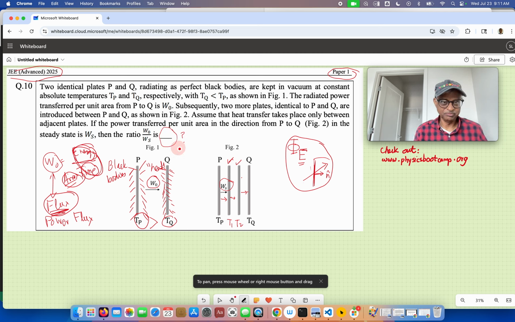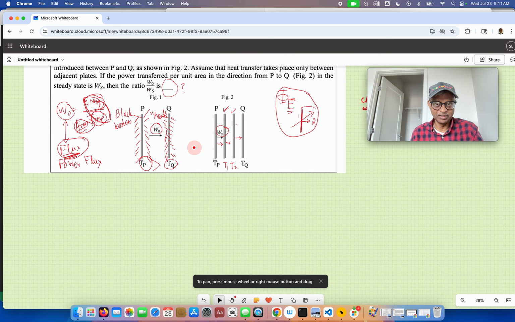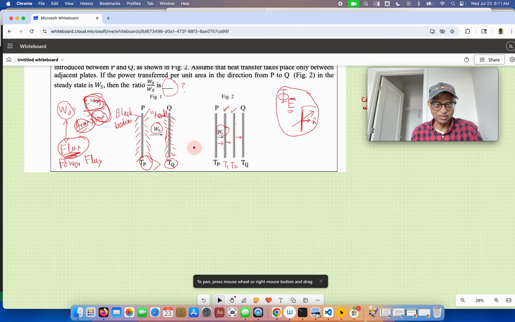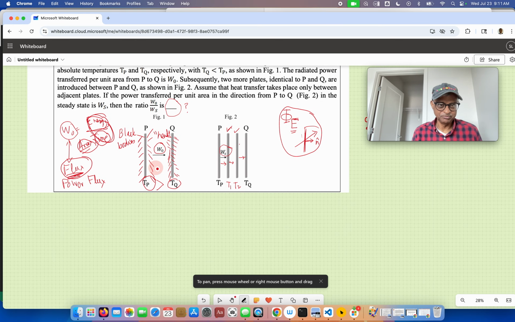You can see there's almost nothing given here, I mean, no numerical values. So students can get a little bit thrown off by this kind of problem, till you remember that the net energy will be what this one gives off minus what this one gives off. That's the total energy that will be transported from here to there.